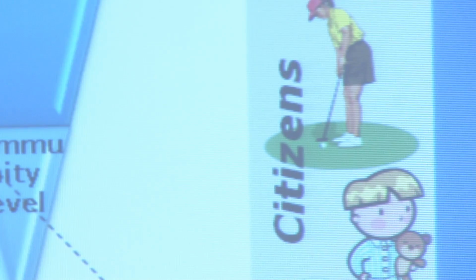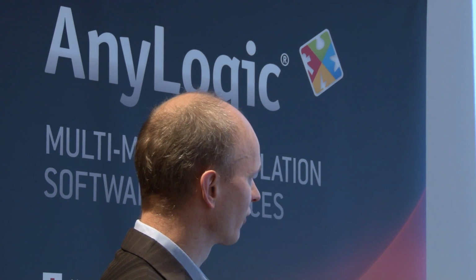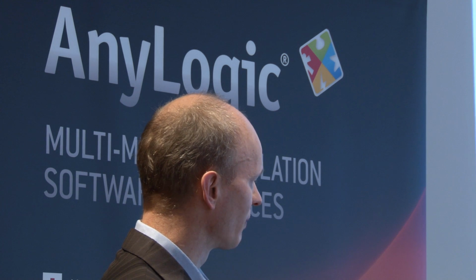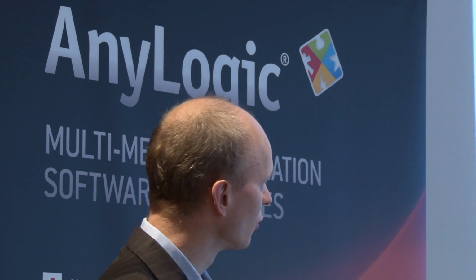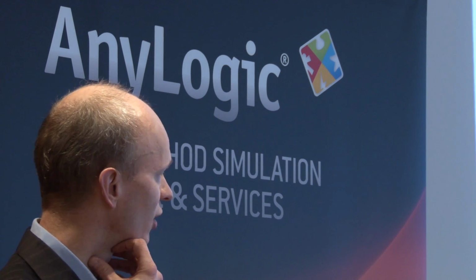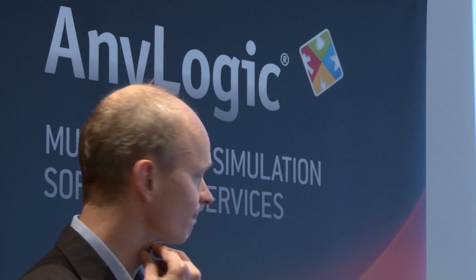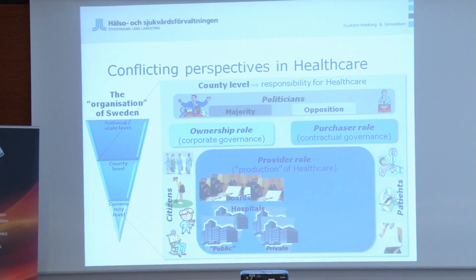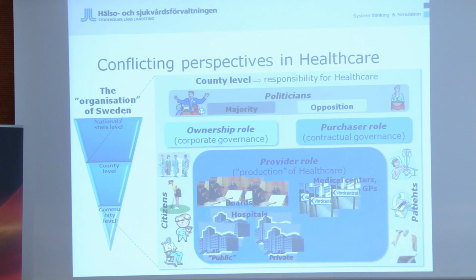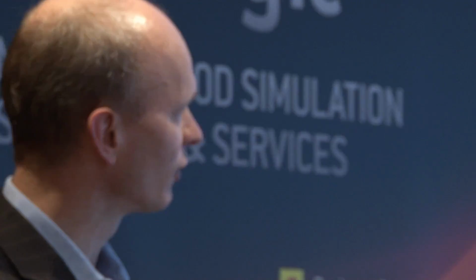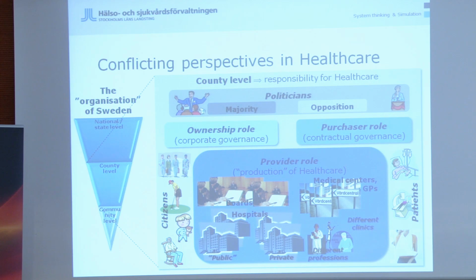In the politicians' end, you have the majority and the opposition. In the provider role, you have the hospitals. And in Stockholm, we have both public and private hospitals. All these hospitals, independent of whether they are public or private, have their own boards with their own agendas. Then you have the medical centers, the general practitioners. You have various roles inside each caregiver. And you have various different clinics, where each clinic has a different opinion on more or less any issue.